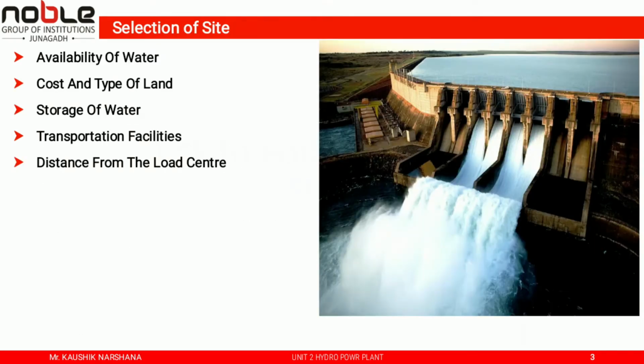In selection of site, there are different points like availability of water, cost and type of land, storage of water, transportation facility, and distance from the load center. We will discuss these points in brief. The basic requirement in a hydropower station is water, right? A large quantity of water should be available throughout the year.